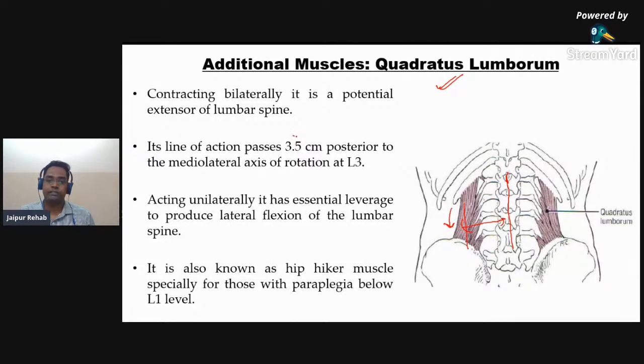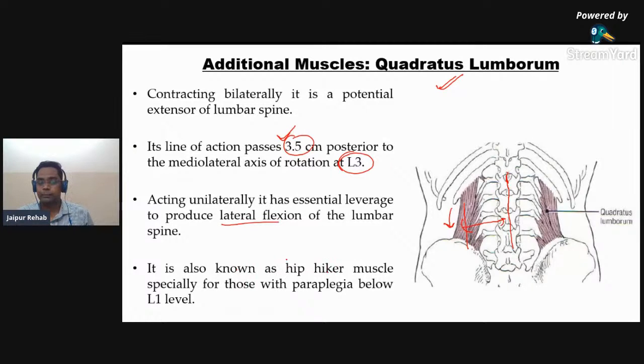Its line of action passes 3.5 centimeter posterior to the medial lateral axis of rotation at L3. So it has a sufficient amount of momentum in the sagittal plane also. Now acting unilaterally, it has essential leverage to produce lateral flexion of the lumbar spine.